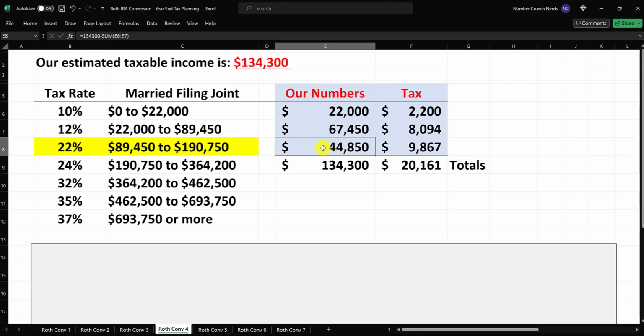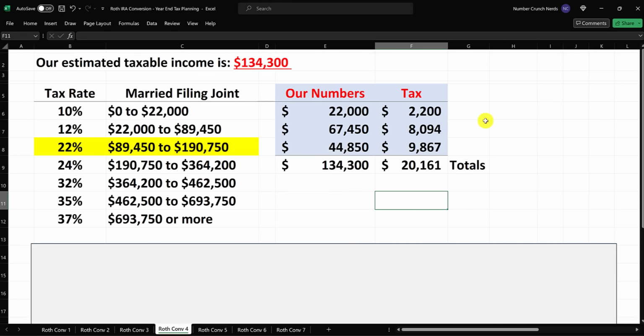So for this taxpayer, $44,850 will be taxed at 22%, and that comes to $9,867. When you total these up, you're at $20,161 of tax on this amount of taxable income. Again, this amount is not taxed all at 22%. Some of it is taxed at 10%, some of it is taxed at 12%, and the last bit of it is taxed at 22%.